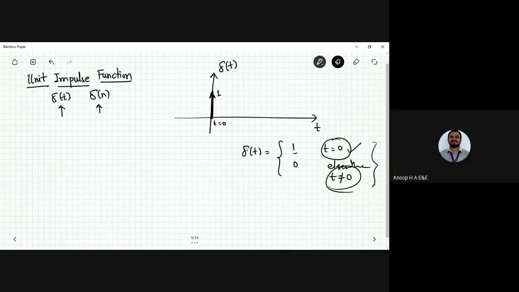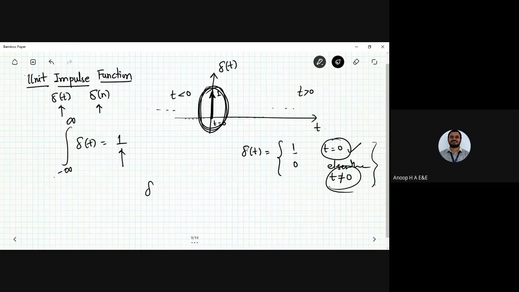So now if I want to integrate delta of t from minus infinity to plus infinity, that would be equal to 1. Okay, so you'll be having zeros where t is greater than 0 and t less than 0. So at the only instant where you will be having t equals 0, you are going to get its magnitude to be equal to unity. Okay, so now can I write like this?